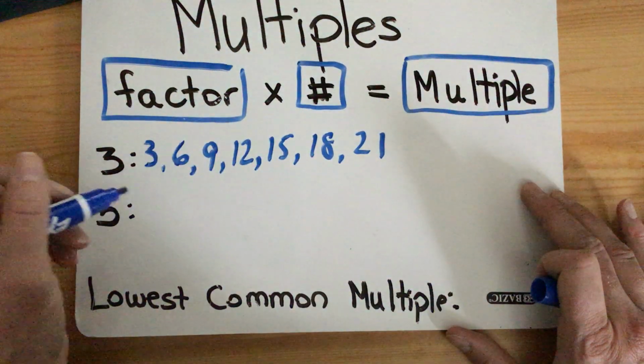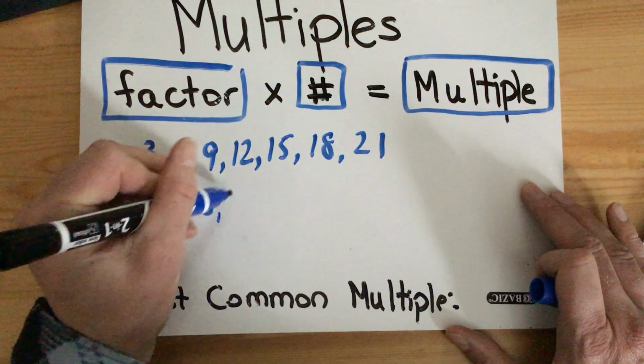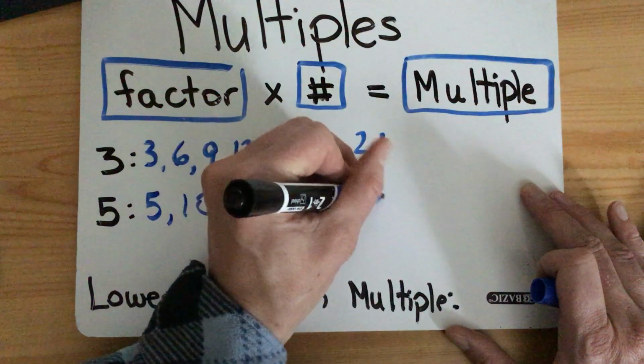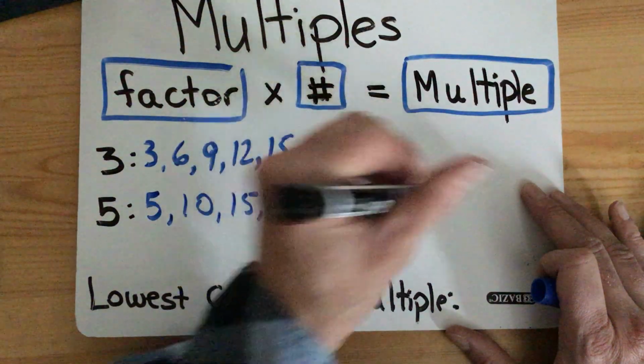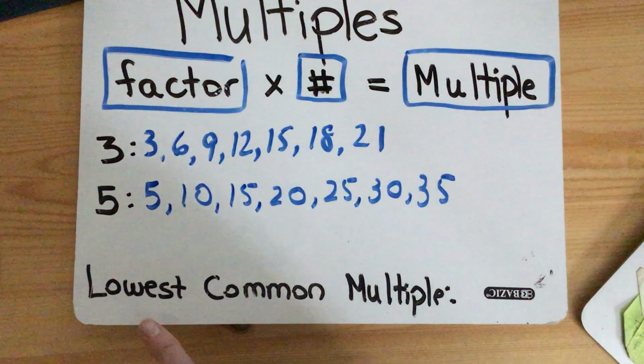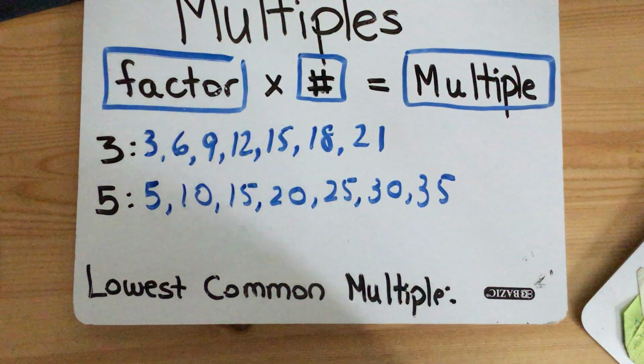So then I'm going to do the first 7 multiples of 5. 5, 10, 15, 20, 25, 30, 35. And then now I look at these and I ask myself, now this is the opposite. Now I need to find the lowest common multiple. So the lowest number that's the same in both 3 and 5.